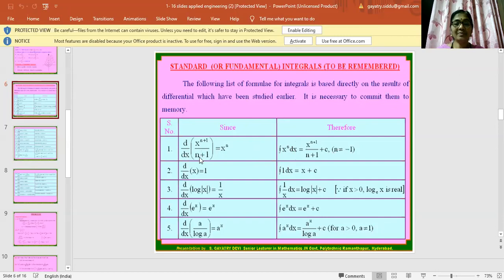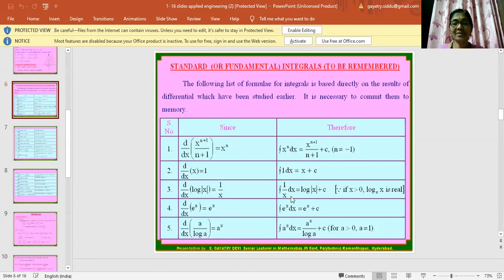Derivative of x power n plus 1 by n plus 1 equal to x power n, whereas integral x power n dx equal to x power n plus 1 by n plus 1 plus c. This is the only point to remember. But one more condition here is n not equal to minus 1, because if it is minus 1, we are getting infinity form. So you have to define x power minus 1 integration separately, that you observe here.